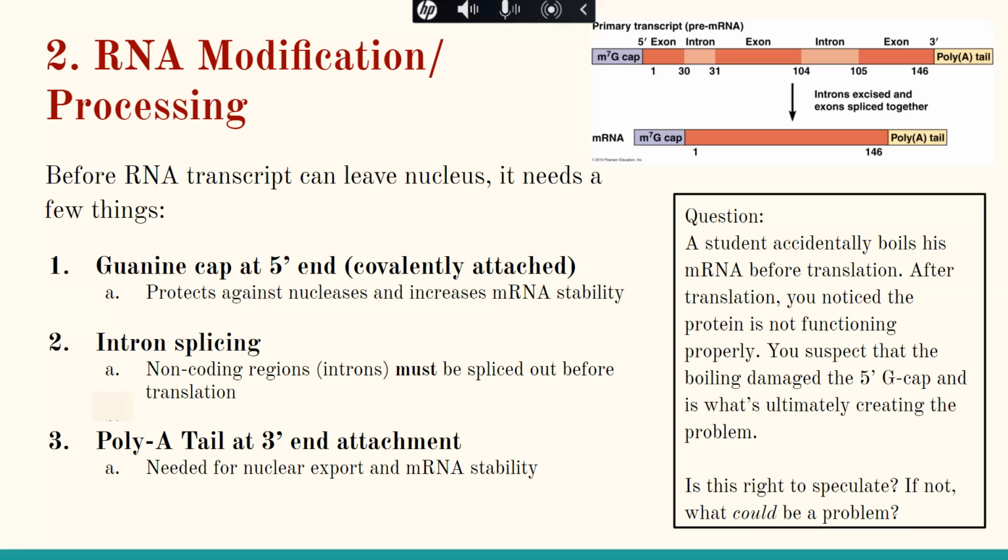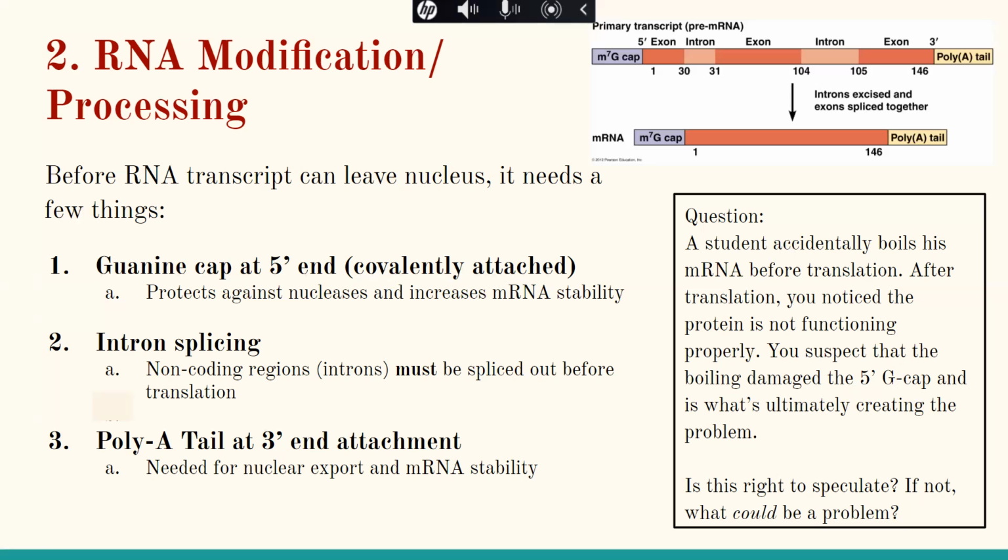Boiling could mess up your hydrogen bonds, which are considerably weaker than your covalent bonds, but you're going to need a lot more to break a covalent bond. That's a very strong bond that boiling generally doesn't mess up. However, what you said could be a good argument. If somehow the 5' cap was removed, and endonucleases did start chewing up your RNA transcript, then yeah, that could totally lead to a messed up protein.